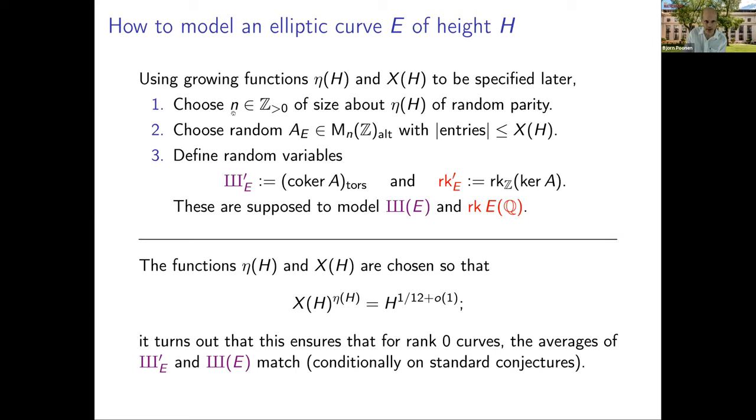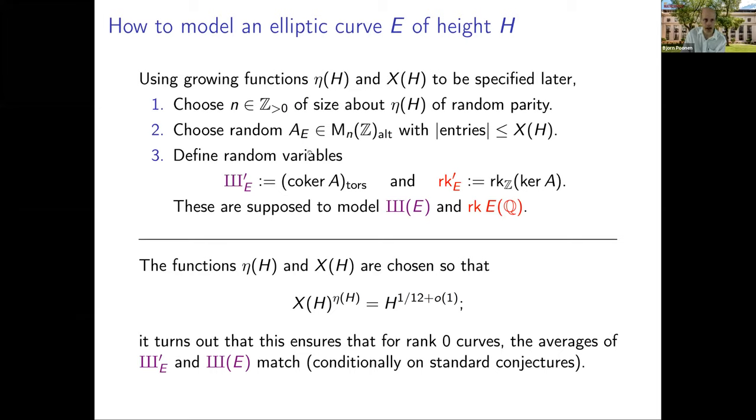And we want this n to be of random parity. That's because we want the parity of the rank of the elliptic curve to be equally distributed. Once you've chosen this n, you choose a random n by n matrix with integer entries. But you also control the size of these integers. It's an alternating matrix, and the integer entries are bounded by this function that's growing at a controlled rate. There are only finitely many matrices that satisfy this bound, and you just choose one uniformly at random. And if you wanted to model many elliptic curves, you would just do this independently for each elliptic curve.